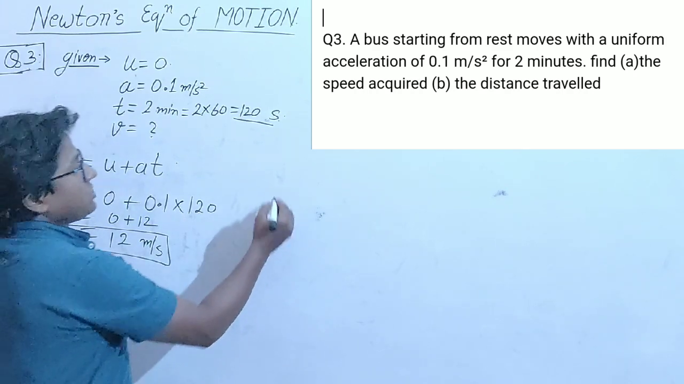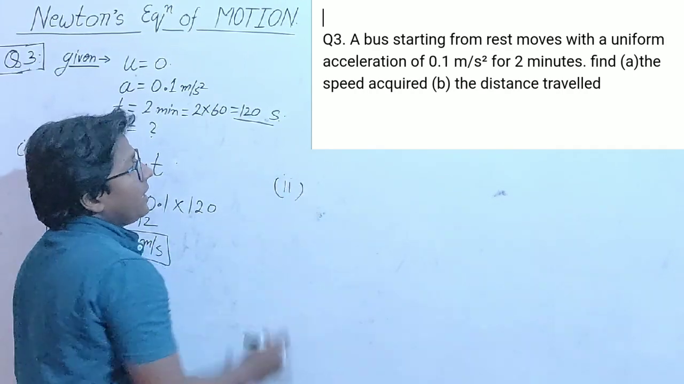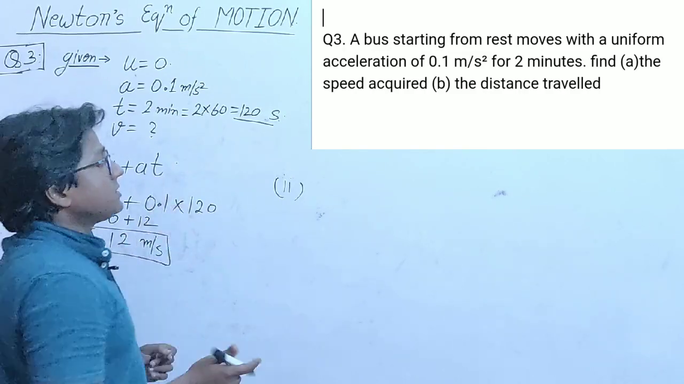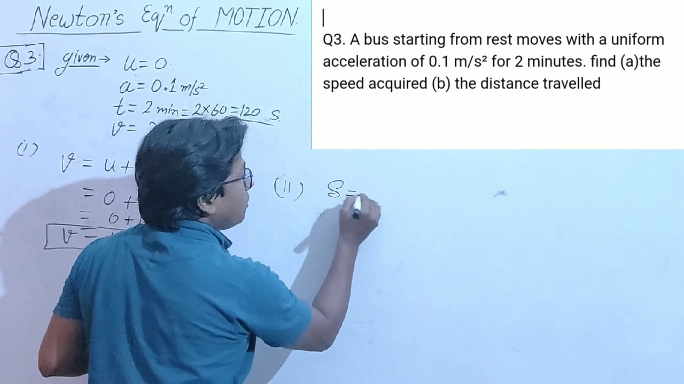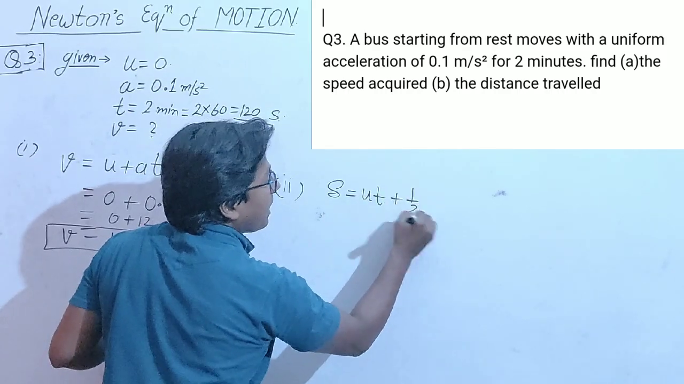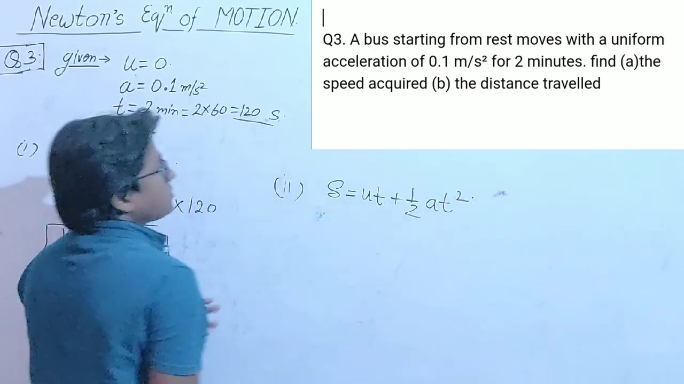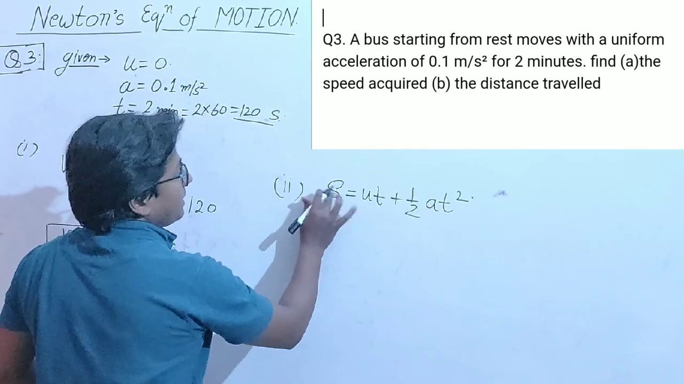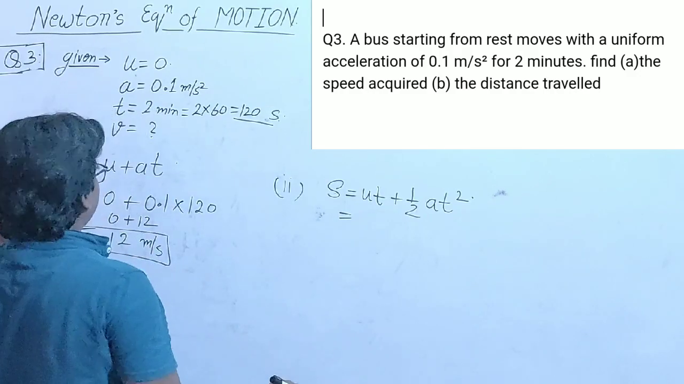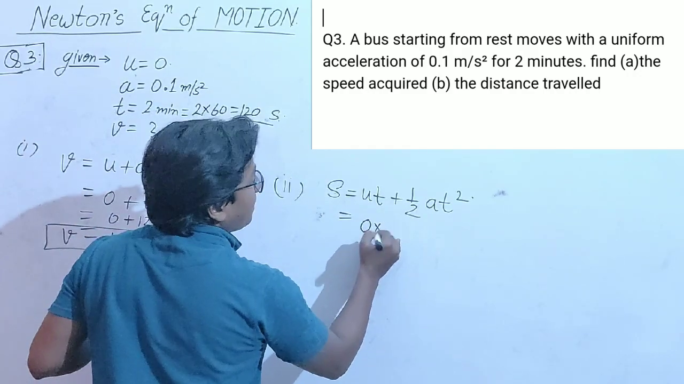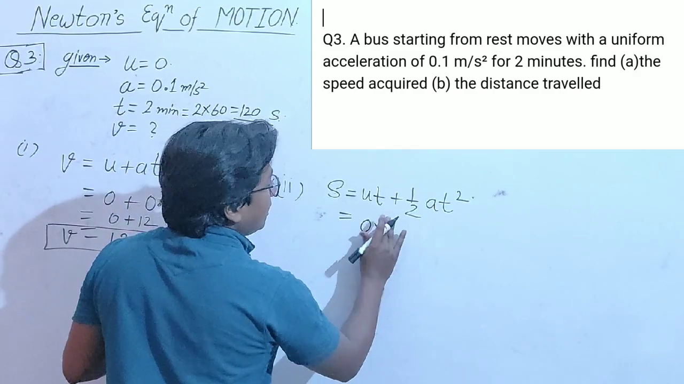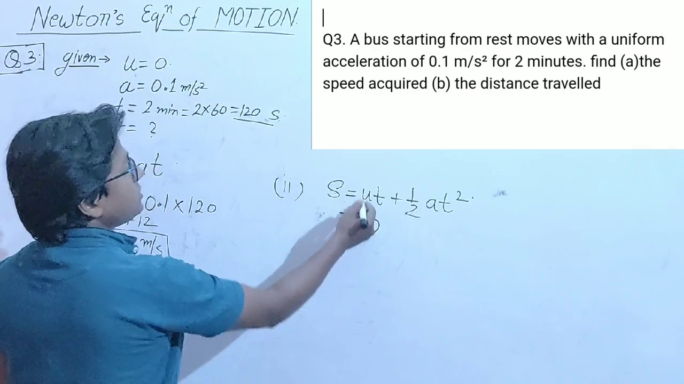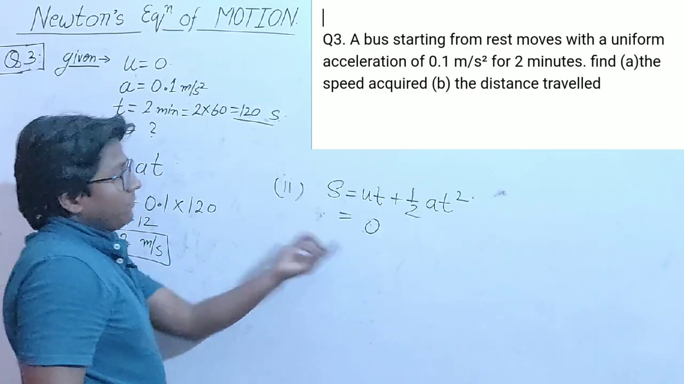Now moving to the second question, second part. It is saying that find the distance. So for the distance we have the second equation of motion, that is s is equal to ut plus half at square. So simply we have to find out the distance or displacement. So placing the value of u. So u is what? U is 0. So 0 multiplied by anything, so it will be 0. So we can directly say that ut will be 0 because u is 0.